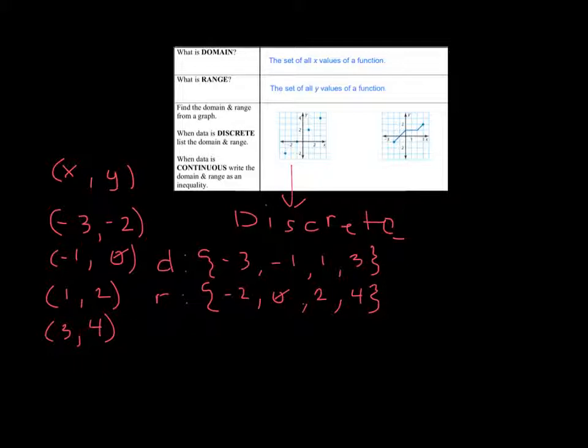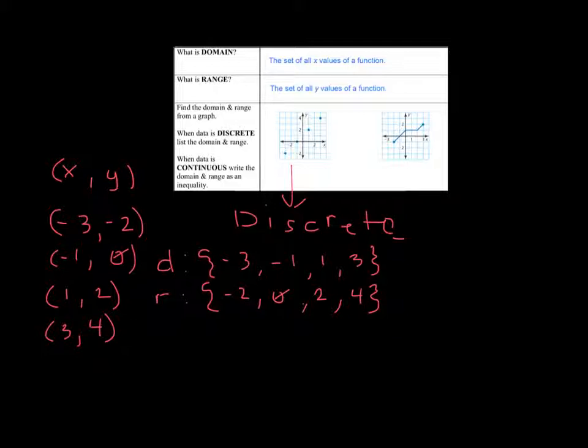So that's for discrete data, and that's what that first one is. Now let's look at the second one. Obviously I've done 2 examples, so more than likely the second graph would represent continuous data. Continuous data is data that is graphed with a smooth line or curve, and so that means all those little points in between the whole numbers, those fractions and decimals, are part of our domain and range.